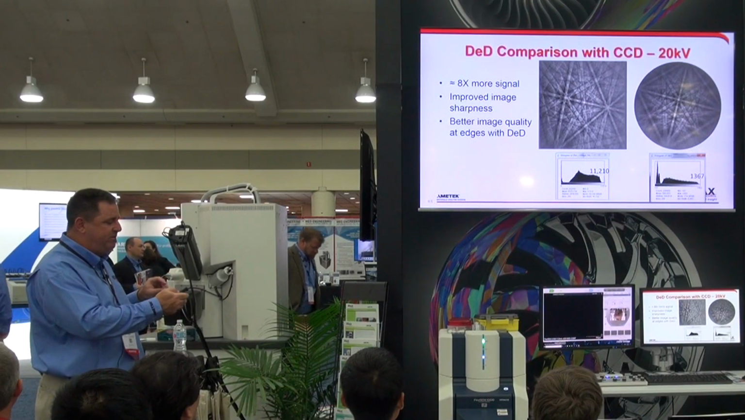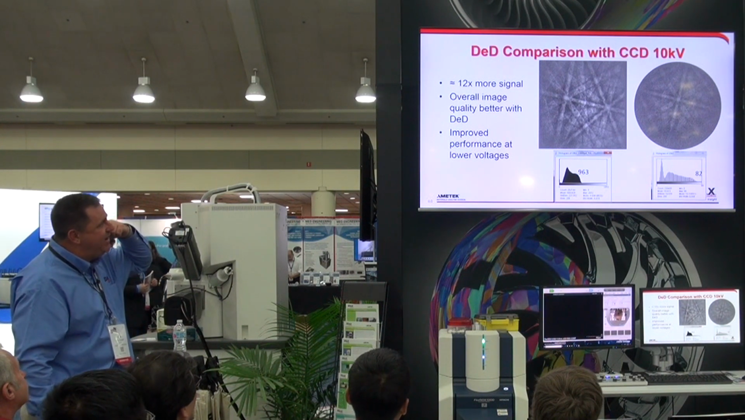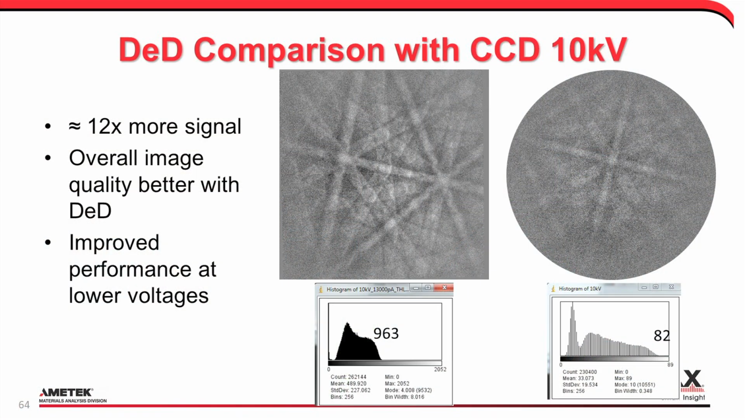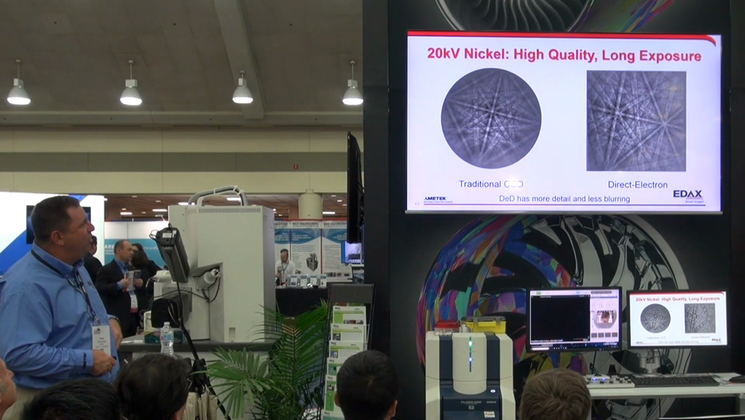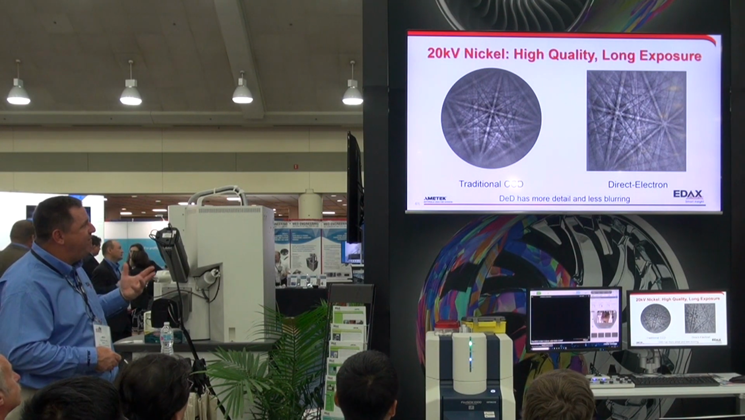We get sharper images. And as we drop the voltage, this goes down to 10 kV. Again, we're getting more signal, better quality at lower voltage as well. The phosphor energy dependence is more significant at lower voltages. And this kind of shows the same thing away from silicon. This is nickel, 20 kV.